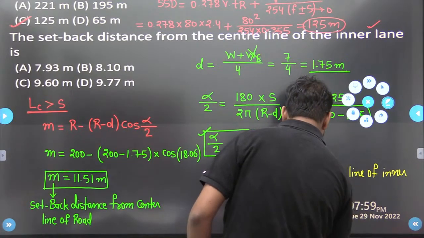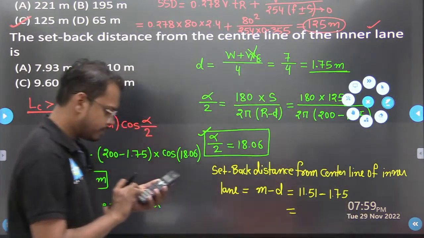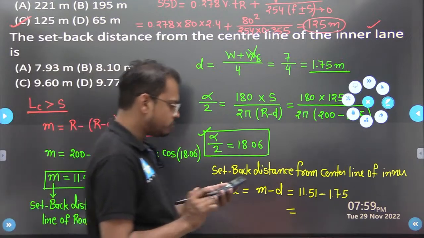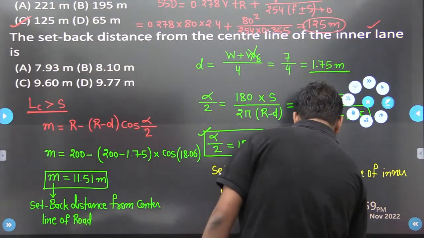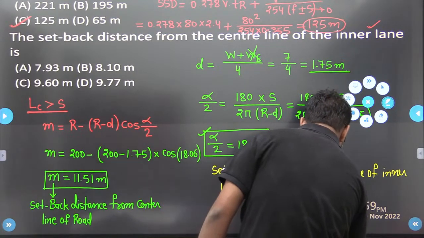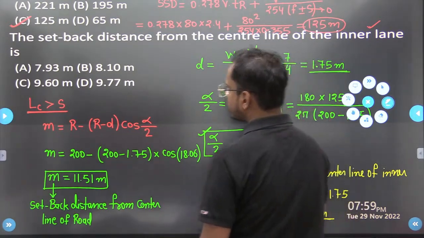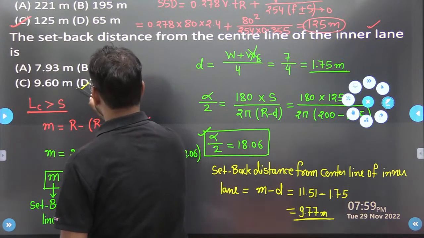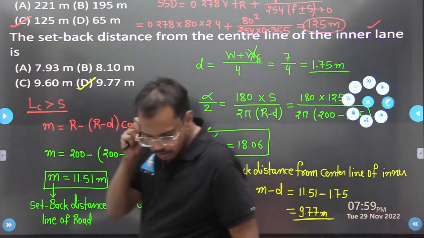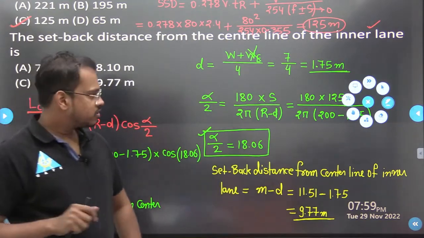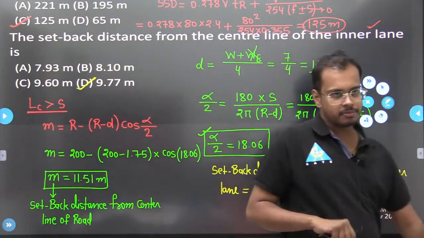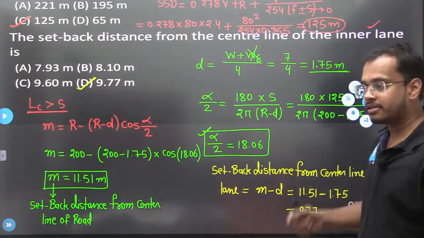Then what is the correct value? Please give me answer. 11.51 minus 1.75. So the value is 9.77 meter. So what is the correct option? Option D is correct. 9.77 meter, option D is correct. Clear? So this is the solution. It is a very interesting problem, one of the interesting problems.